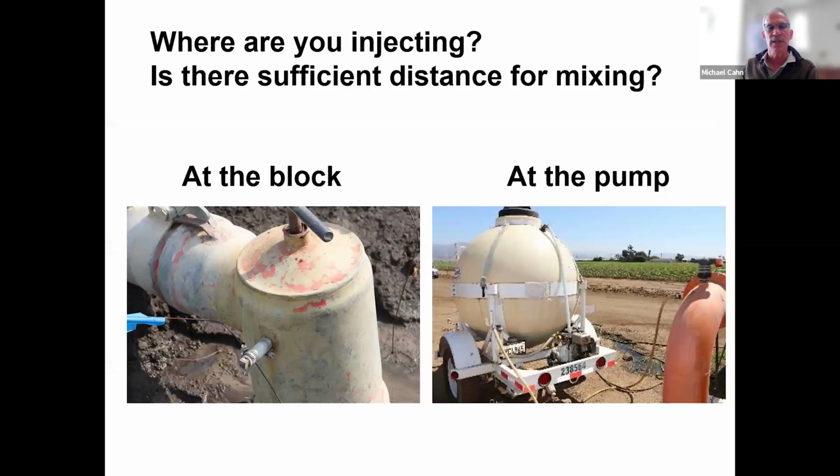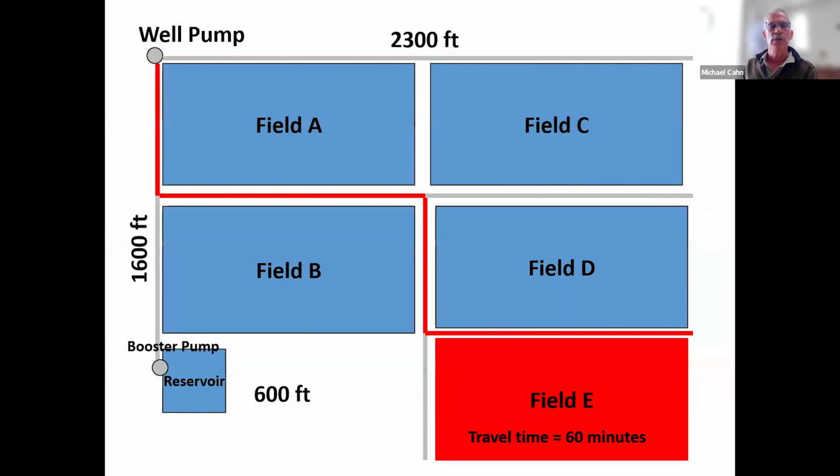Something else to consider is where are you injecting your fertilizer? And also, is there sufficient distance for mixing that fertilizer before you branch out in your irrigation system? So a lot of people are injecting fertilizer at the block level or at the field level or at their water source at the pump. So if you are injecting at, say, a well or a pump near your water source, there can be travel time to get to your field before the fertilizer distributes into the field.